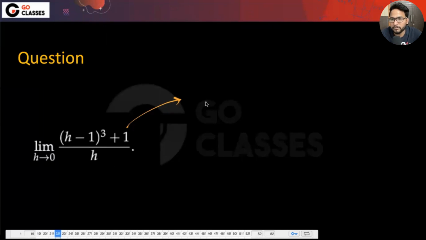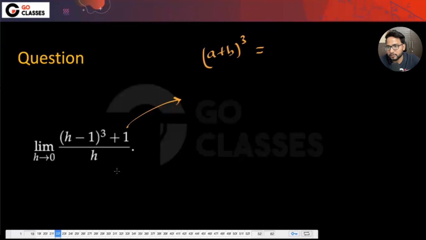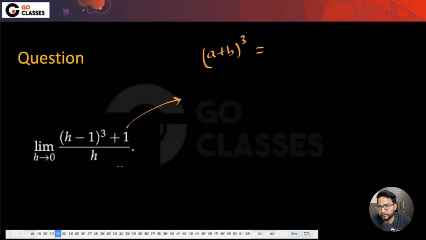Does anyone remember the formula? a plus b cube. What is the formula? Yeah, this is not 0/0. Yeah, we cannot use L'Hopital rule here. Okay, this is not 0/0, neither is it infinity upon infinity. We can use L'Hopital rule only when it is 0/0 or infinity upon infinity. Okay, this is a cube plus b cube plus 3ab into a plus b. Is this correct? Okay, cool. So you can just open this up.